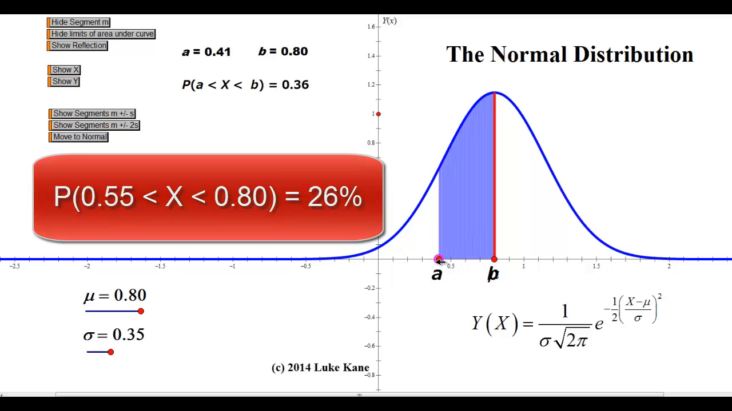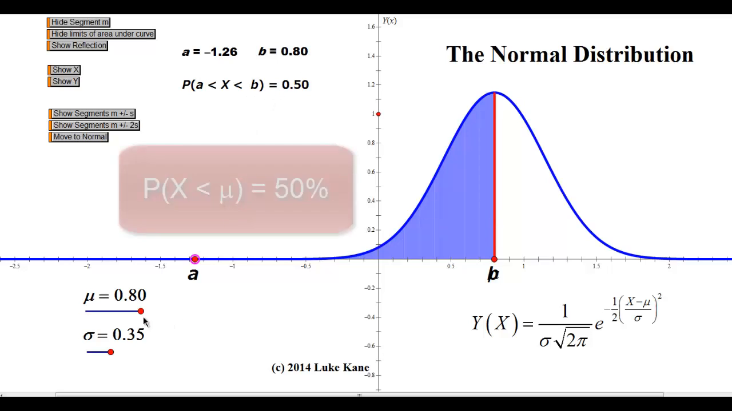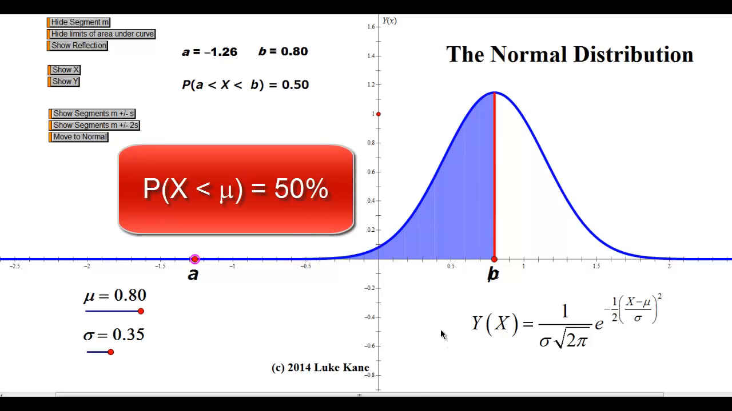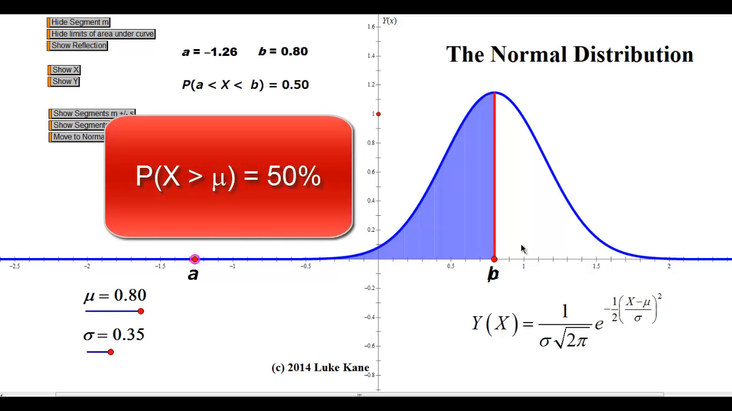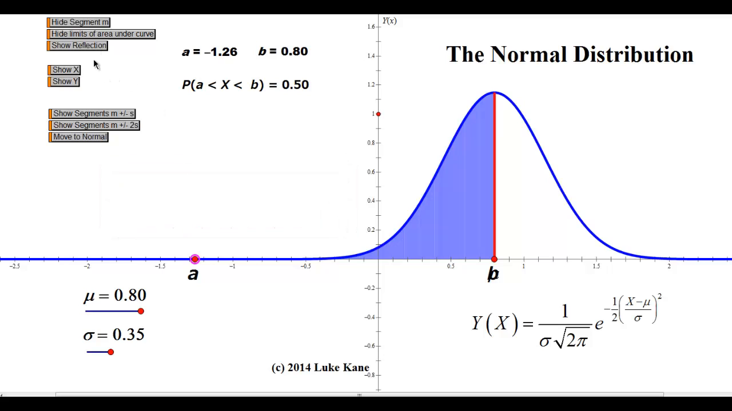Now let me take this left-hand limit here, the lower bound, and let me extend it. Now watch what happens. As I keep going to the left, this doesn't change. So in effect, this could be negative infinity. So basically what this is saying is that the probability that x is less than the mean is 50%. So by definition, the probability that x is greater than the mean is also 50%. So that tells you that the mean is the same as the median, since half of the population is below it.